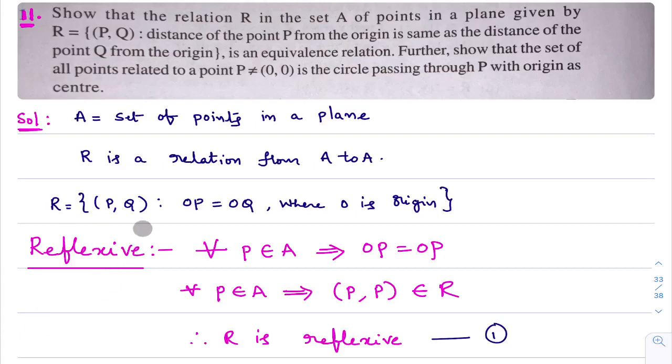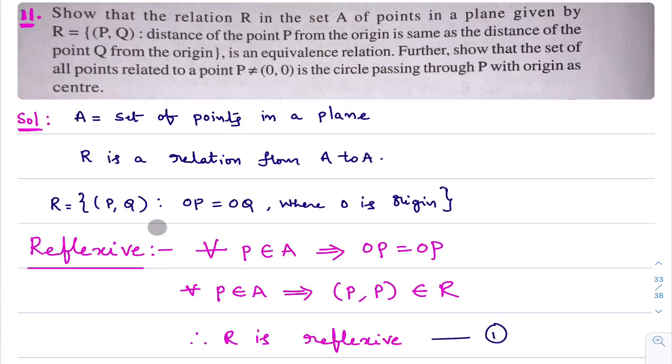For any x belonging to set A, if the ordered pair x comma x belongs to the relation, then we say that the relation is reflexive. Here first I will take one point P in set A. I considered one point, I named that point as P. P is a point in set A. Then is OP the same as OP? The distance from origin to P is the same as the distance from origin to P. Obviously. That is OP is the same as OP. It can be understood easily. OP is the same as OP means the ordered pair P comma P belongs to the relation.